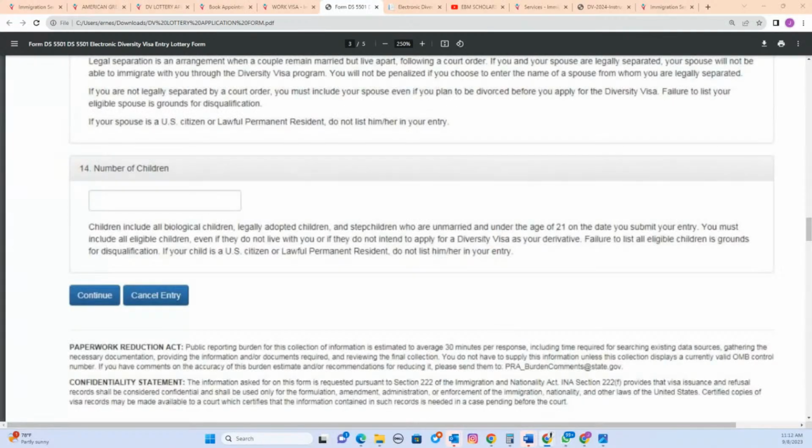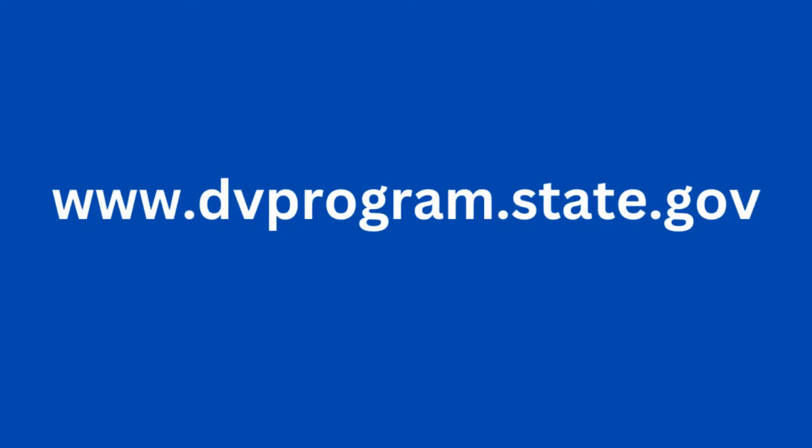This is the purpose of applying to the DV lottery. At the moment I'm making this video, the lottery hasn't started. When it starts, you'll be able to go and see the application. When you go to fill in the application, it will be through only one website. The DV lottery application is dvprogram.state.gov. That is the DV lottery application website. You use that one to do the application. Not any other website. Don't go to the .com or .org. No, this is the official website.